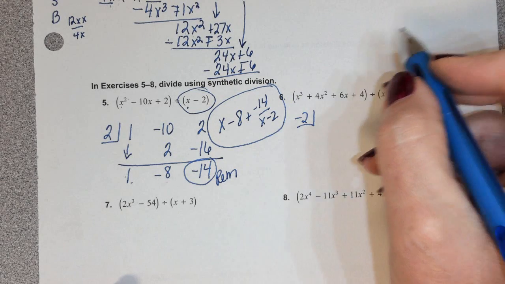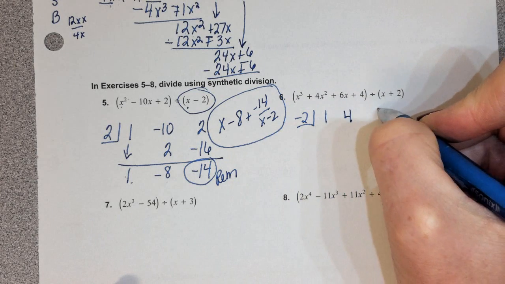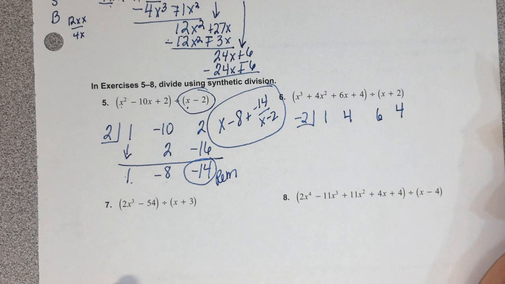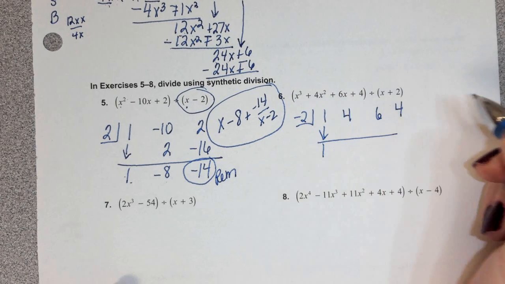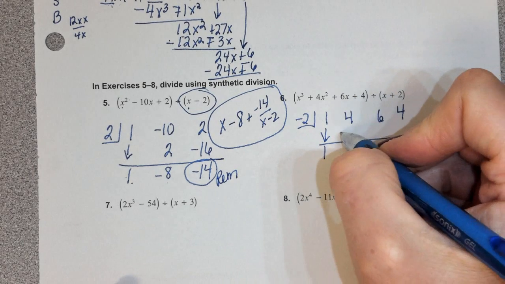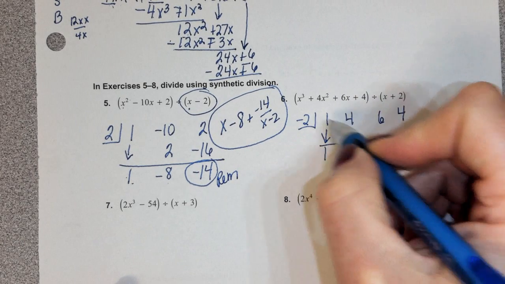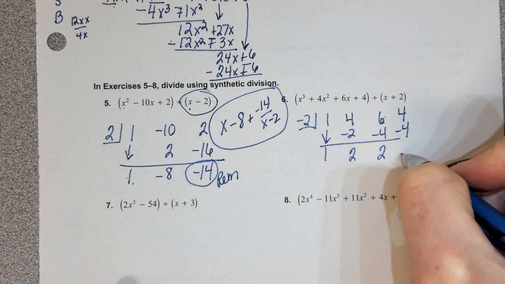Baxter, what are my coefficients? 1, 4, 6, and 4. Good. Mitchell, what's the first thing we do? Jake, what do we do now? So we get negative 2, and now we add, we multiply, we add, we multiply, we add.